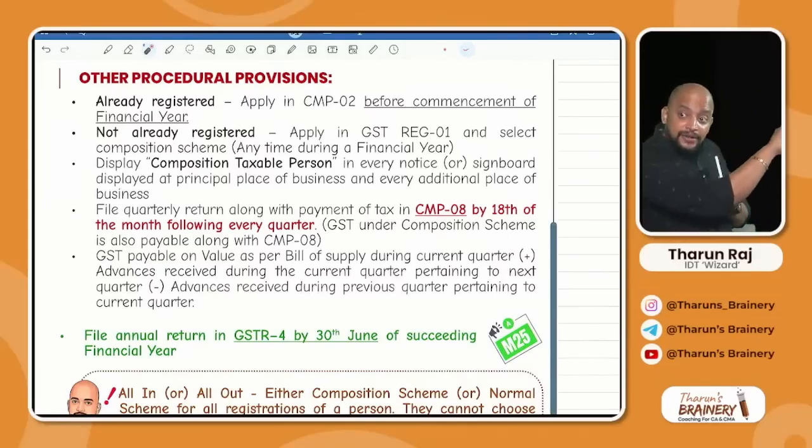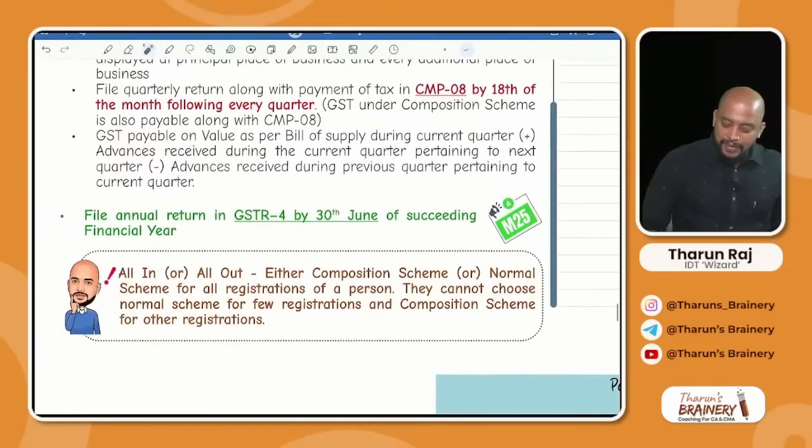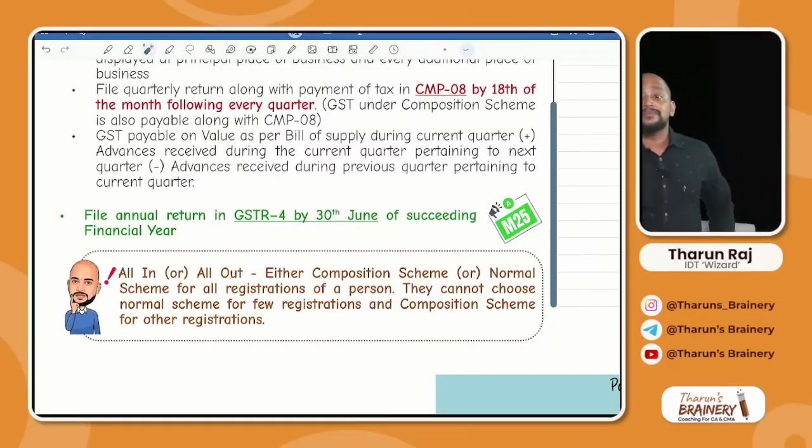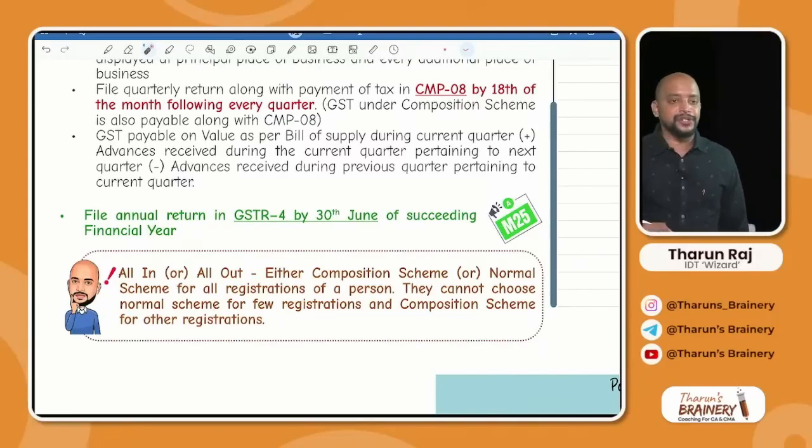So therefore we need to take the bill of supplies issued during the quarter minus advances which is already received pertaining to current quarter, plus advances received during the current quarter for which supplies will be made in future. So that adjustment we need to make. GST payable on value as per bill of supply during the current quarter plus advances received during the current quarter pertaining to next quarter minus advances received during the previous quarter pertaining to the current quarter. This adjustment we need to make, and on which we need to pay the GST under composition scheme.